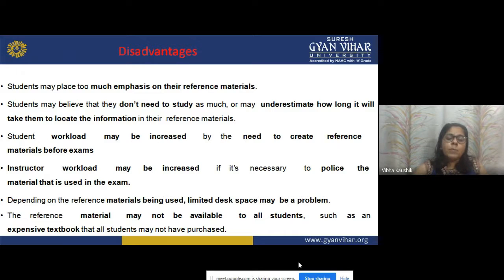Limited desk space may be a problem. The reference material may not be available to all students. That is important. Sometimes we face the problem that all the students do not have the reference material, or they do not want to purchase that reference material as they think it is not useful for them in the future, such as an expensive textbook. Sometimes the cost is so high that they don't want to purchase that textbook or reference material, so all students may not have purchased it.